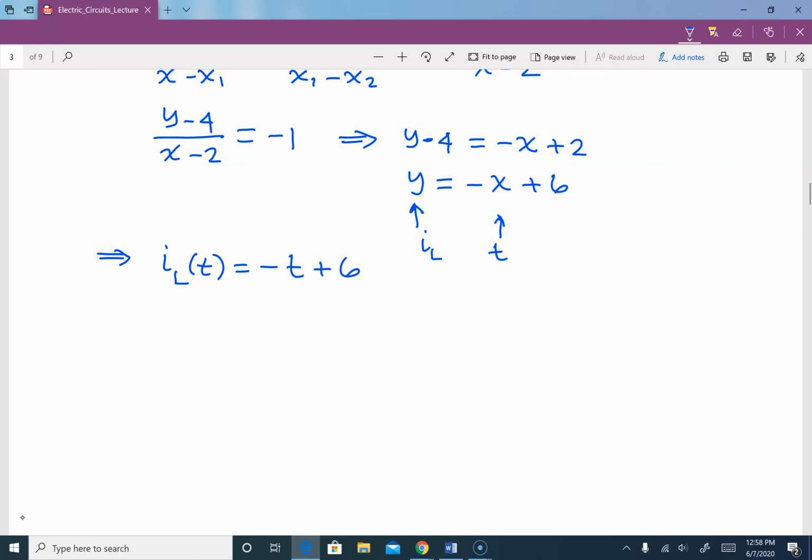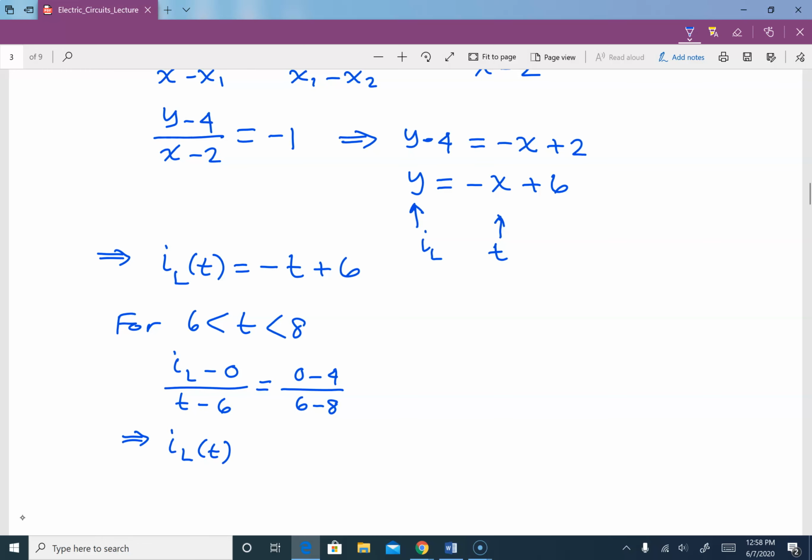So we are going to go for 6 to 8. So for t greater than 6 and less than 8, IL minus 0 divided by t minus 6 is equal to 0 minus 4 divided by 6 minus 8. And from that we will get our IL of t is equal to 2t minus 12.